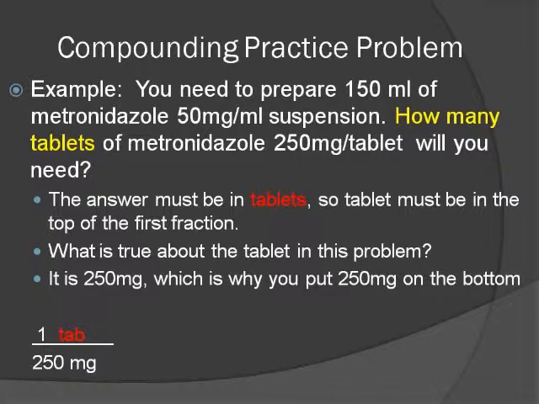So you don't see a 1 there, but anytime you see a unit of measurement and no number, it really means the number 1. So now that we have that down, the question is, how many tablets of metronidazole 250 milligrams are we going to need for this order? Well, the answer must be in tablets, so tablets is going to begin the top of our first fraction. Now, what's true about tablet in this problem? Well, for each tablet, there's 250 milligrams of drug. So that's our first fraction in the equation: 1 tab over 250 milligrams.